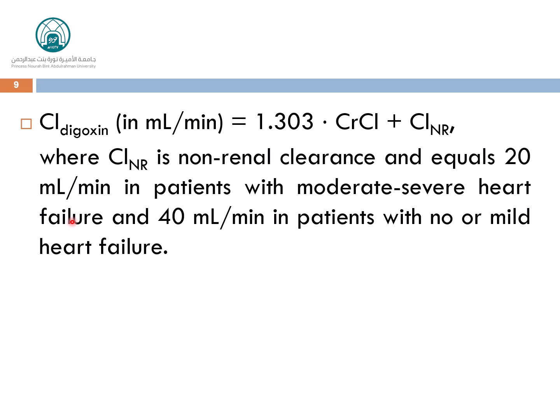So there will be accumulation of the drug inside the patient's body. So we should take care and make those adjustments and decrease the drug doses to avoid the toxicity of the drug and the buildup of drug concentration inside the patient's blood. But the non-renal clearance of digoxin in our case will remain 40 milliliters per minute in patients with no or mild heart failure. It hasn't been affected. Okay.